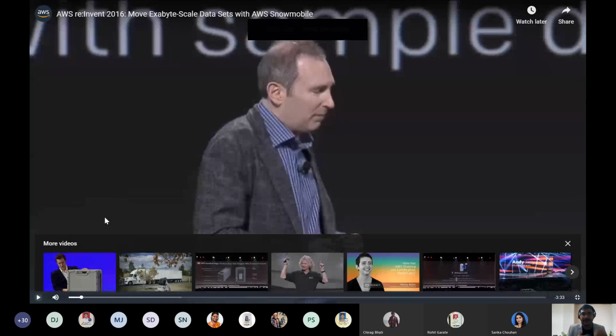So let me just give you the context. This video tells you that if you have a terabyte or a petabyte of data, how much time it takes if you transfer it via a manual approach, and how much time it takes if you use AWS, the Amazon-provided service.